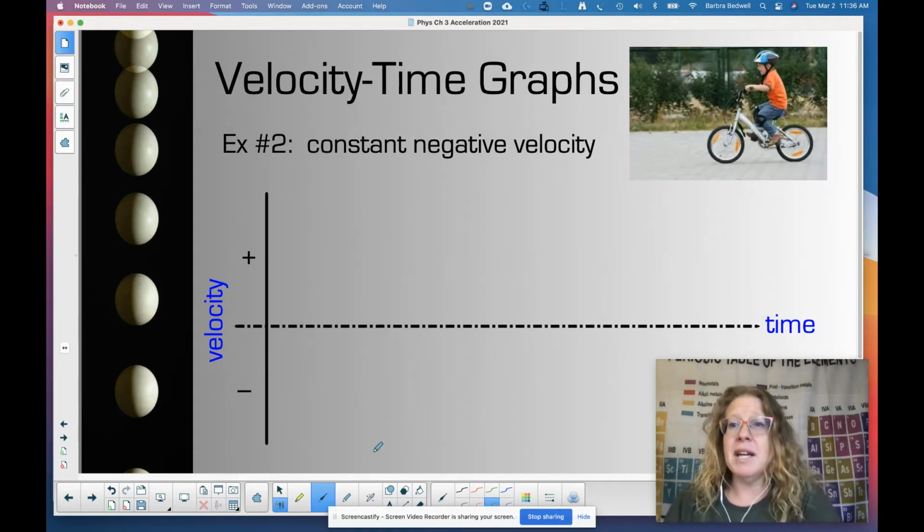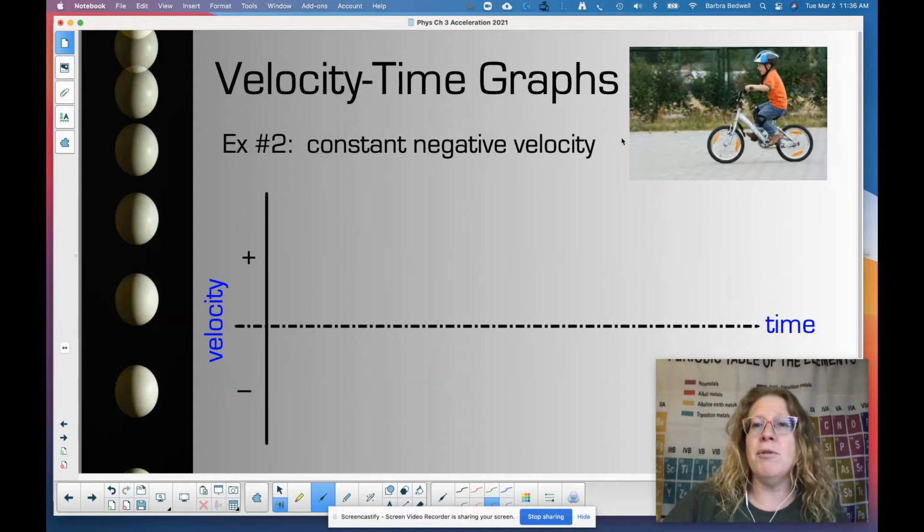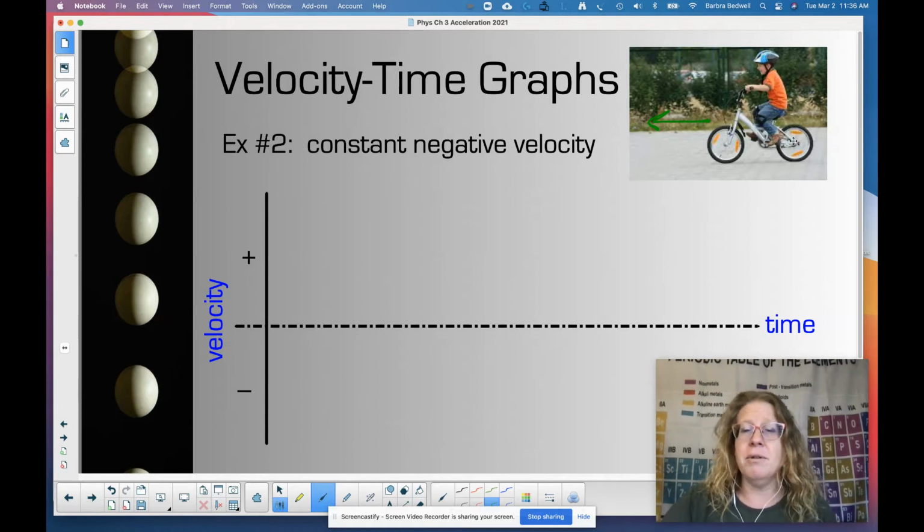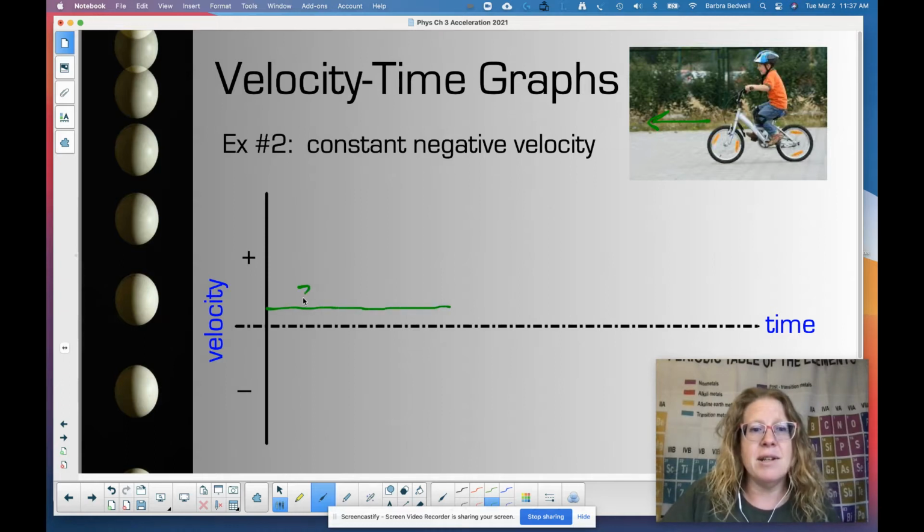Okay, constant negative velocity. So here we have our little friend moving to the west. He's going this direction, right? He's going that way. Maybe he's coasting. Now, he's not going as fast because he's a little dude, right? So if we're going to draw him, maybe he's only going 2 meters per second. But if he's going constant negative velocity, we can't draw our line here because that line indicates 2 meters per second east. So be careful with your directions here because he's going to the left on the screen.